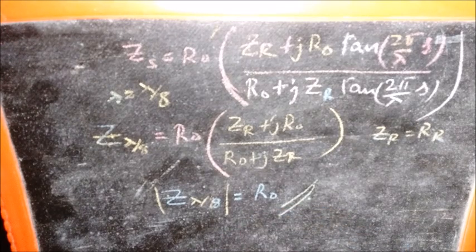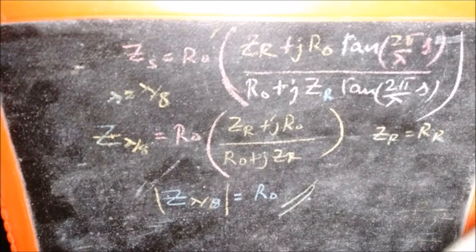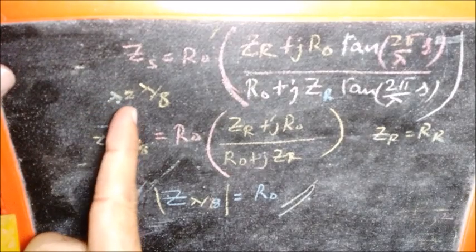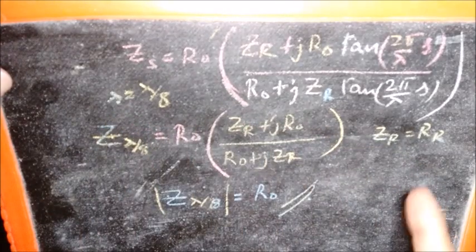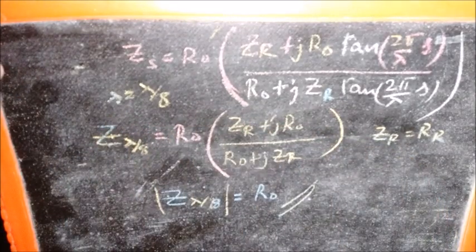So that is one observation that we make. When S is equal to lambda by 8, that is, the length of the transmission line is lambda by 8, we call it a 1/8 wavelength transmission line for obvious reasons, 8th wavelength transmission line more specifically. An 8th wavelength transmission line means the length of the transmission line is lambda by 8, and this is what we see with regard to its input impedance.